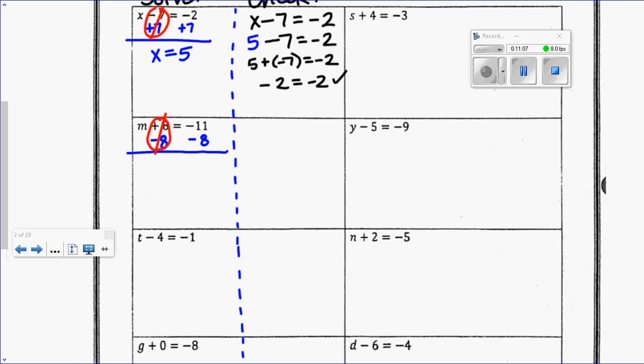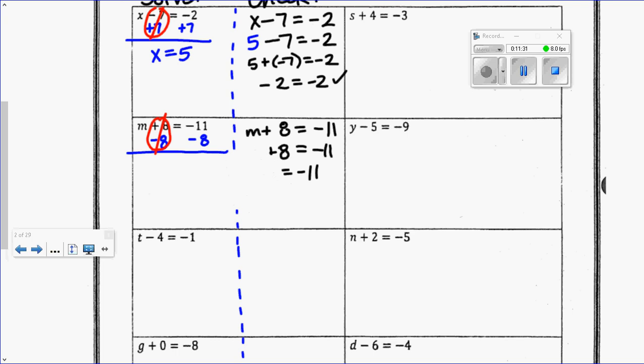In fact, don't write this next part down. I want to show you what would happen because a lot of kids are going to think that this is negative 3. If you think it's negative 3, watch what happens on the check. What's negative 3 plus 8? It's positive 5. And now I have a sad face because 5 does not equal negative 11. The answer to this is not negative 3.